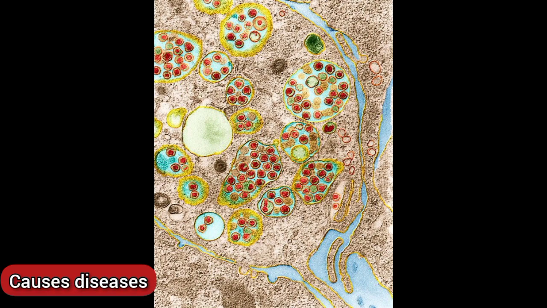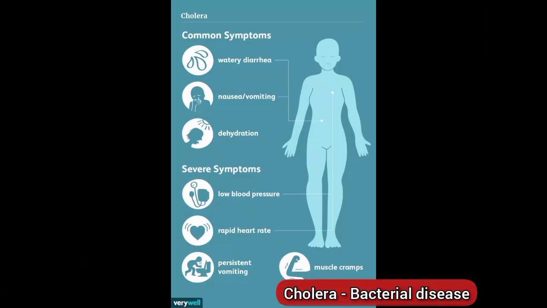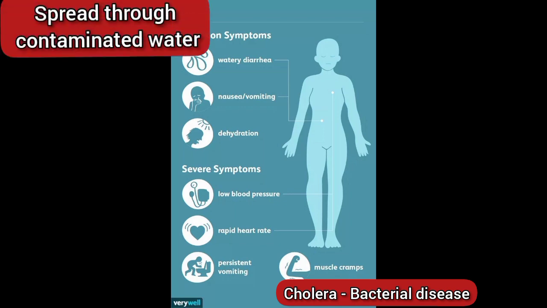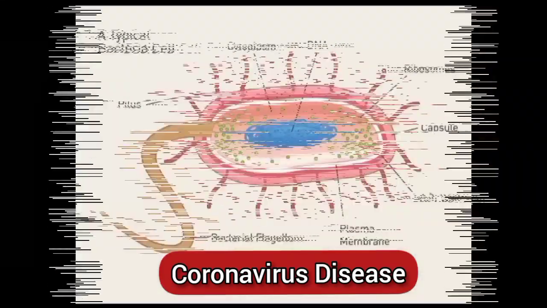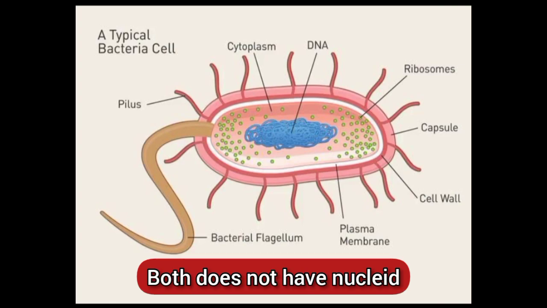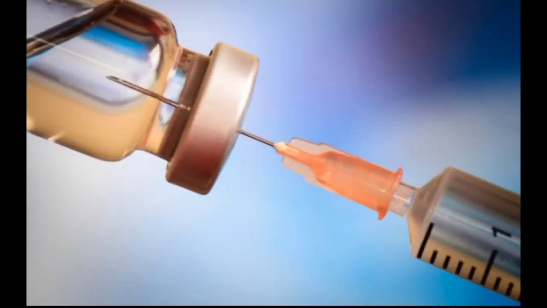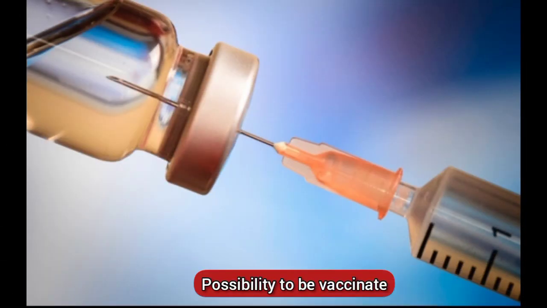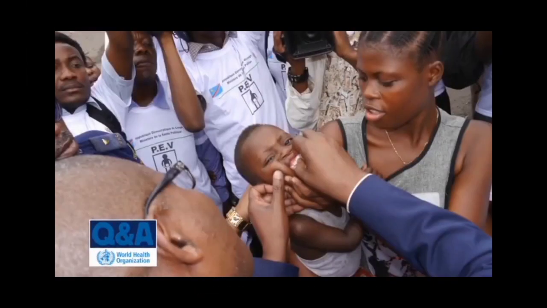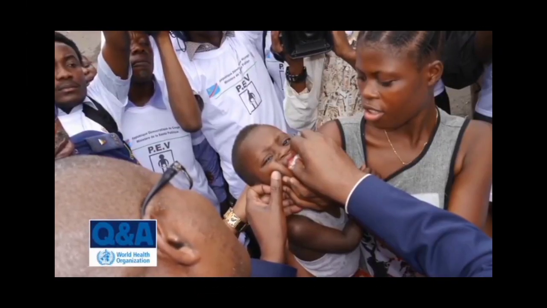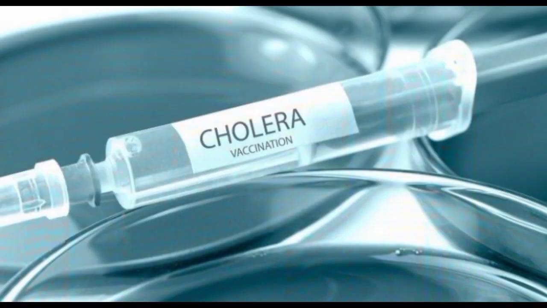They can cause disease. Did you know about cholera? This is a bacterial disease usually spread through contaminated water. What is a disease that is caused by virus? Coronavirus disease. Bacteria and virus do not have nuclei, and they have the possibility to be vaccinated. In 2016, the US Food and Drug Administration (FDA) approved Vaxchora, a single-dose oral vaccine to prevent cholera.